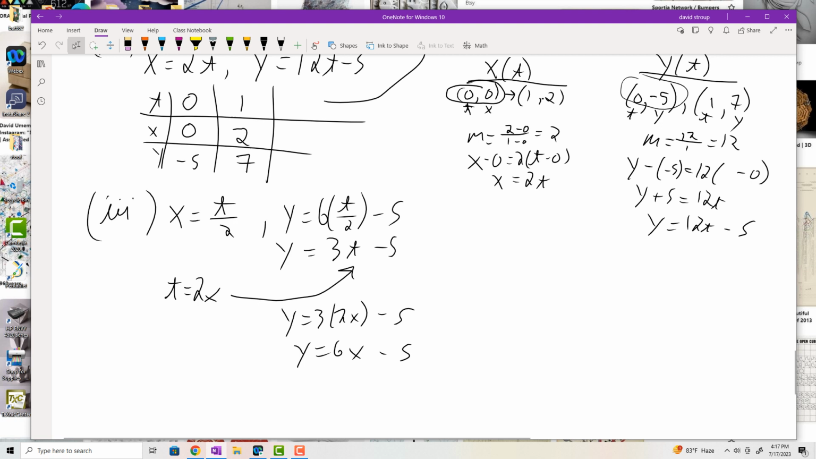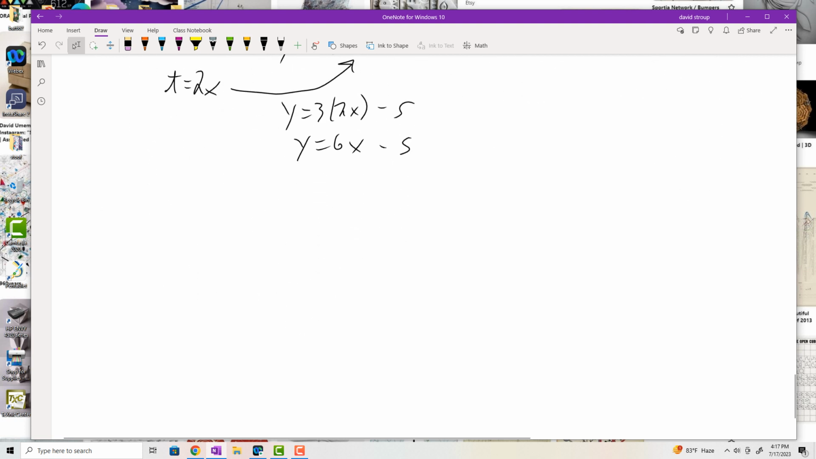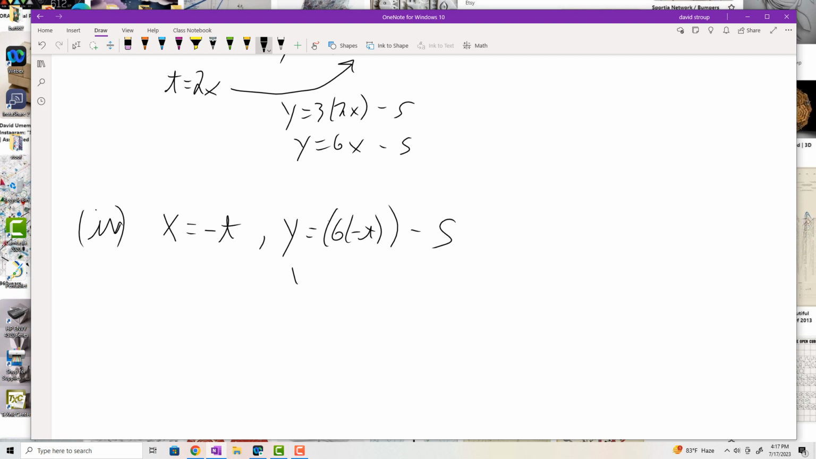And you could experiment, like I've been saying, to see if you can produce different types of orientations. So, x equals maybe try negative t instead of positive t. Y would then be 6 times negative t minus 5, so y would be negative 6t minus 5.